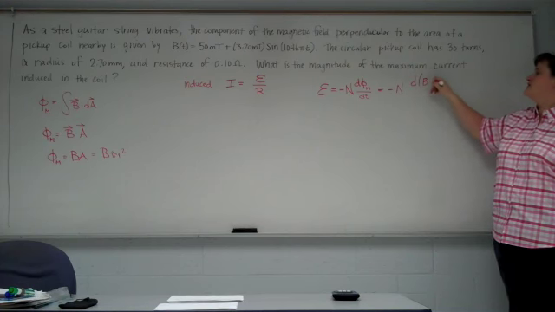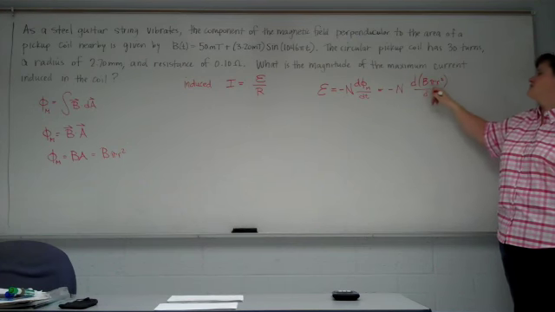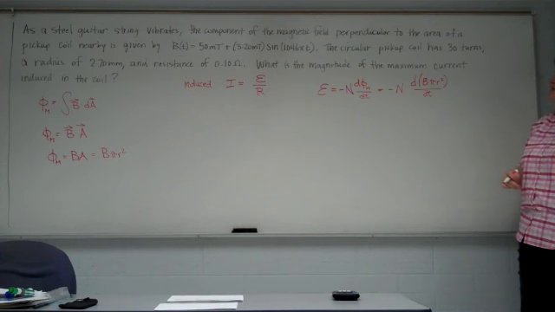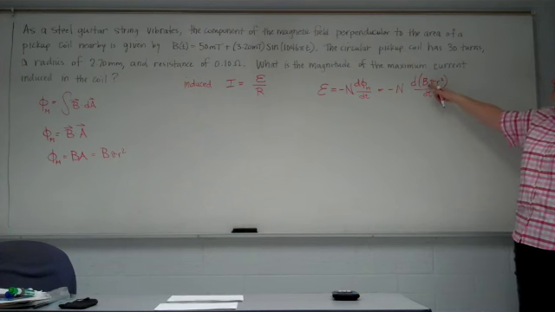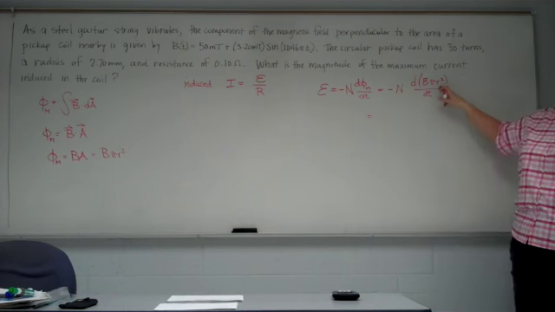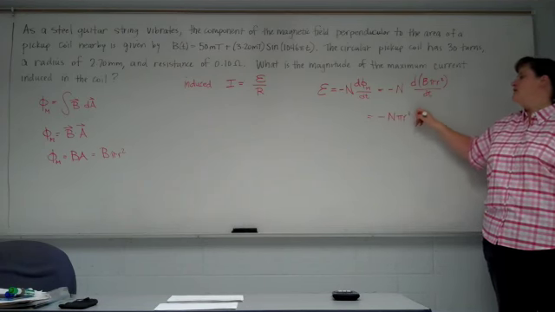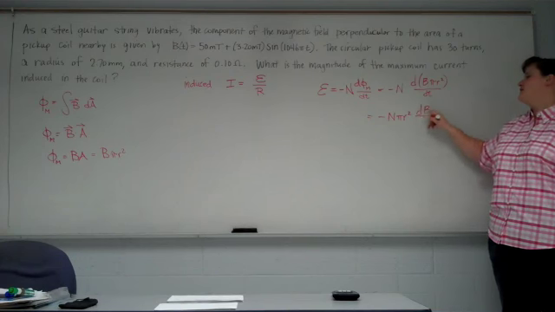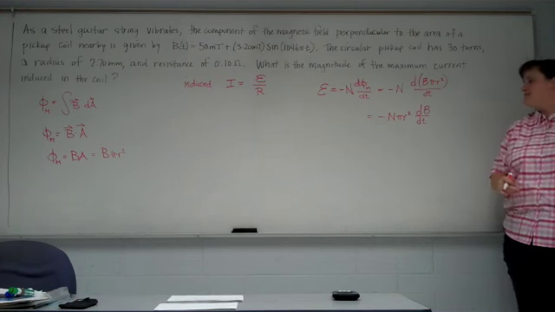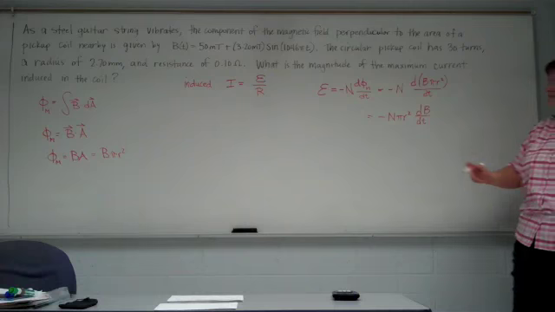The induced voltage is because this flux is changing. Now the flux is changing because the magnetic field is changing with time. The area is not changing with time, so we can pull the pi and the r squared out, and we need to take the derivative of our flux with respect to time. Sorry, our derivative of the magnetic field with respect to time.